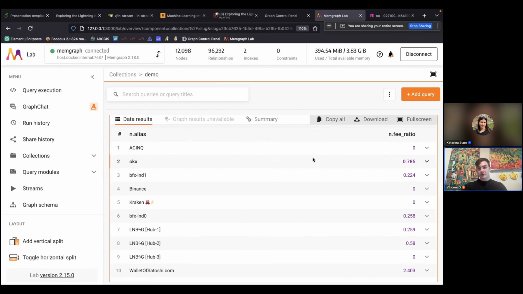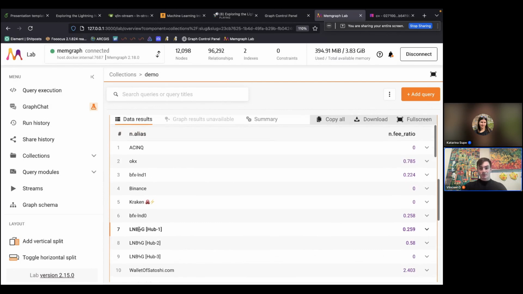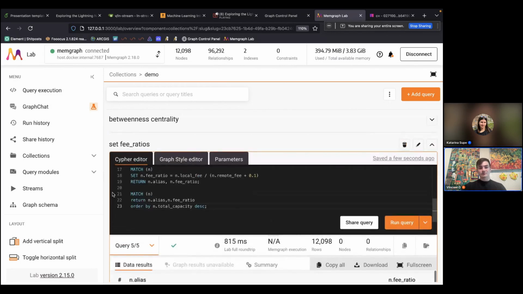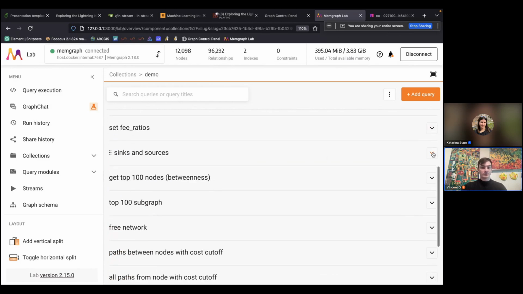Async has a fee ratio of 0, so it looks like a sink. Most anything with less than 1 is probably a sink. But if you look at Wallet of Satoshi, it has 2.4 as their fee ratio, so they're most likely a source of funds in the network. So yeah, we're using this kind of information to determine payment origins and destinations. The idea would be a routing node would want to place themselves between those.